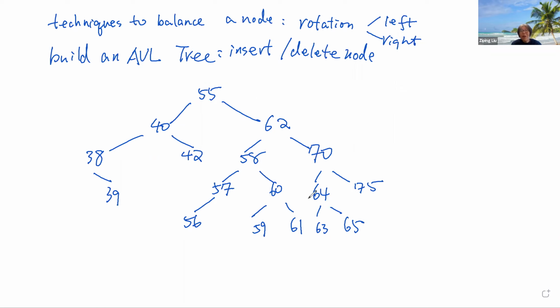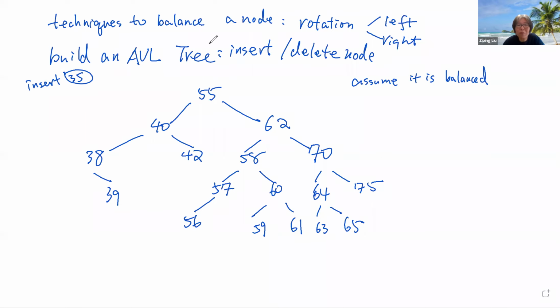Okay, so let's see. You can check if the tree is balanced, and I'm not going to do that. So we assume it is balanced. You can help me to double check, but I want to see how we do insert and delete. So first, let's take a look. I want to insert 35.